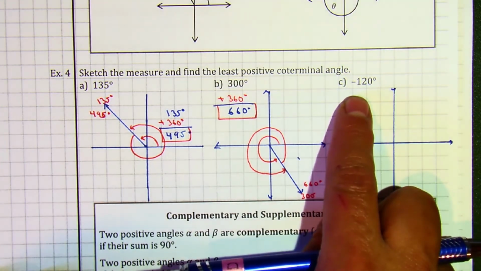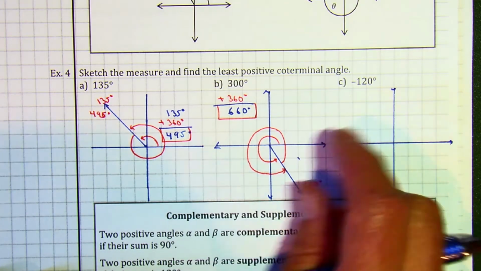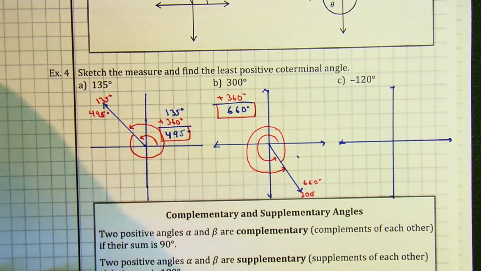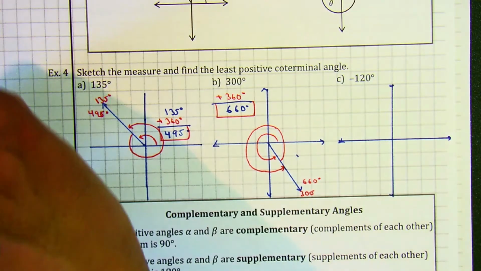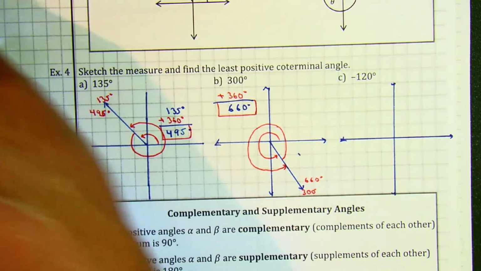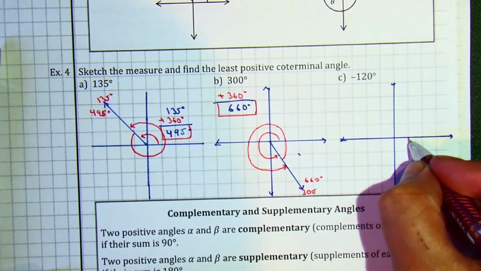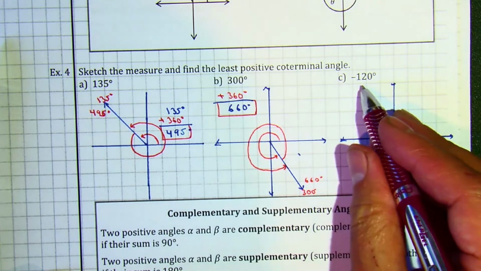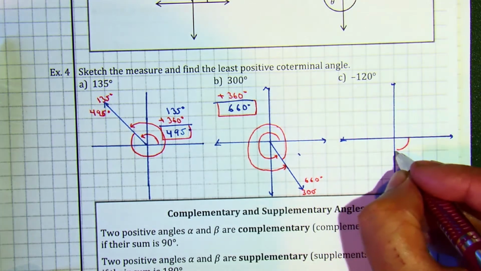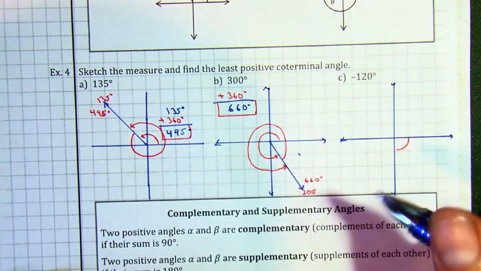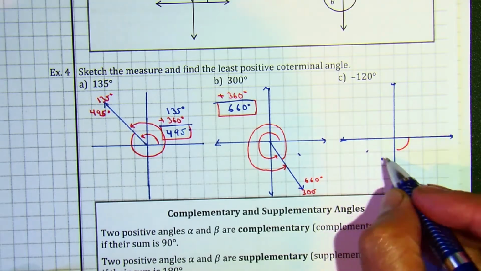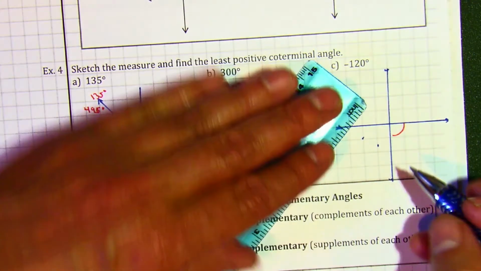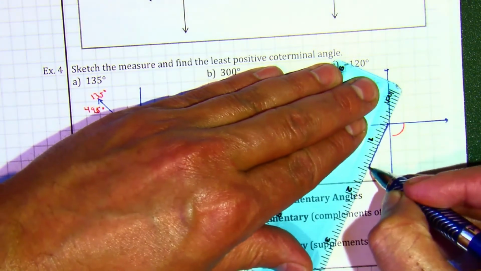First, I need to locate where negative 120 degrees is. So negative 120 means I have to go backwards. I know that this is negative 90. How much more to get to negative 120? 30 more. Remember, when I do my 30 degrees, I place my 2 dashes evenly spaced, and therefore this will be negative 120 degrees.